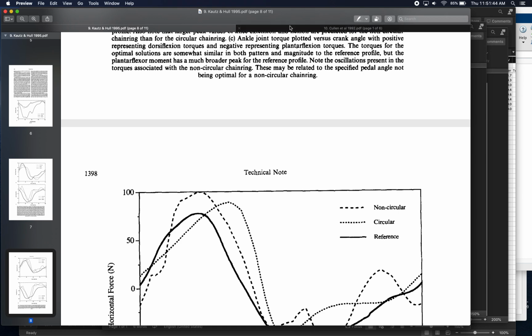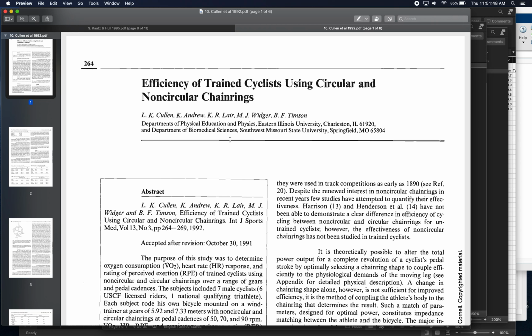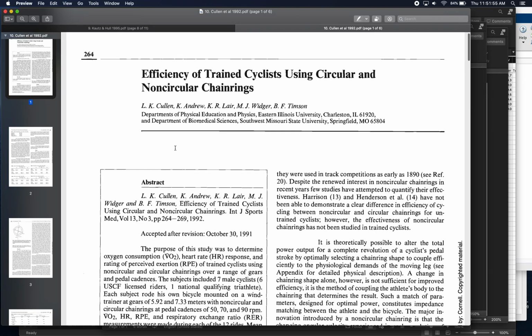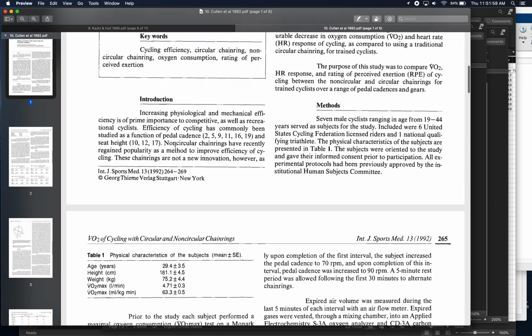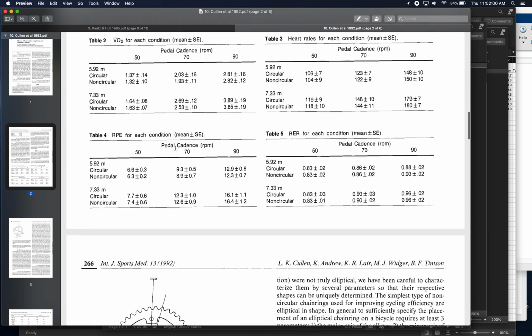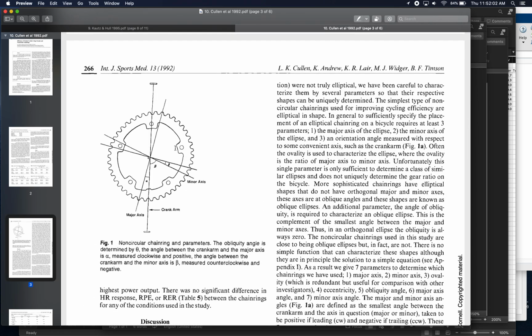The second study was an experimental examination of VO2, the rate of oxygen consumption, in trained cyclists, comparing a circular chainring to a non-circular chainring. Their non-circular chainring was in figure 1, I believe. Yeah, here we go. Here's the non-circular chainring. You can see it's not exactly an ellipse. It's kind of a skewed, morphed ellipse, twisted around the center axis a little bit, but definitely more elliptical in shape than circular.